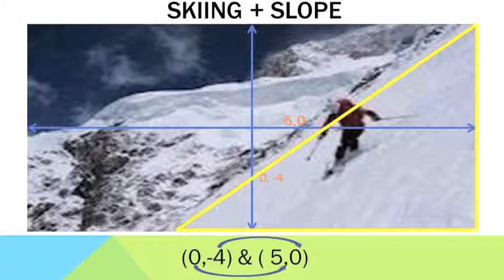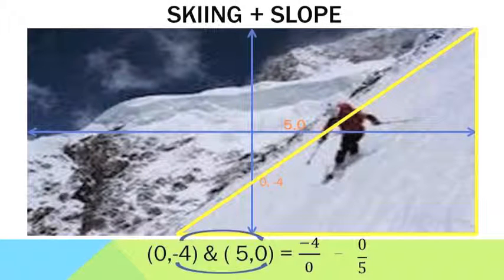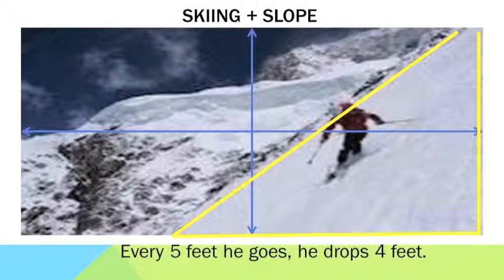To find the slope, we write a fraction with the change in y over the change in x. To find the change in y over change in x, we subtract the y's and the x's. So that means the slope is 4 over 5. This slope means that every 5 feet he goes, he would drop 4 feet. That is the steepness of his drop for every 5 feet he goes.